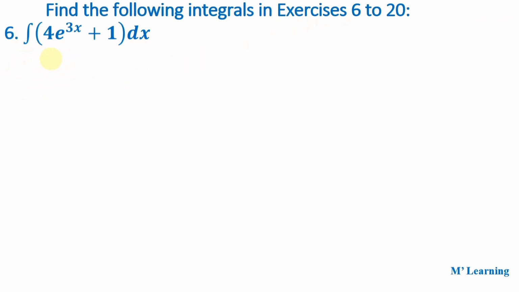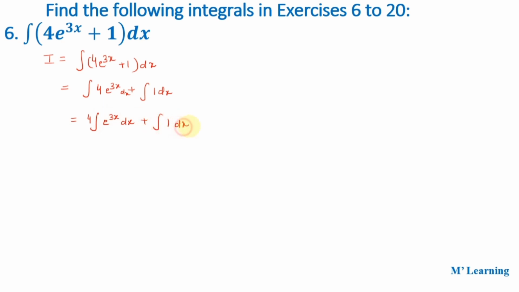So the first question: firstly we have to write it like this, I equals the sign of integration of (4 e to the power 3x plus 1) whole dx, meaning we are integrating with respect to x here. Now we'll separate this: integration of 4 e to the power 3x plus integration of 1 dx. Now 4 is a coefficient, so we can send 4 outside. So 4 times the integral of e to the power 3x dx plus the integral of 1 dx.